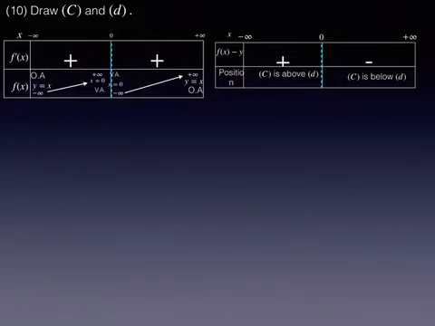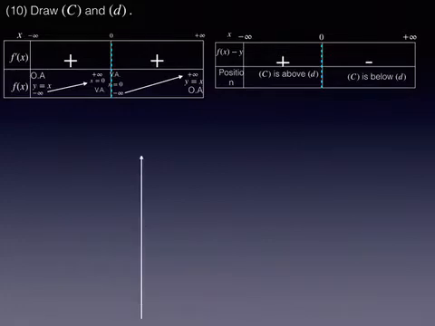Also, let me recall the relative position between the curve C and the straight line, the oblique asymptote D. So when x is between minus infinity and 0, the curve C should be above the straight line D. And when x is between 0 and plus infinity, the curve C should be below the straight line D.